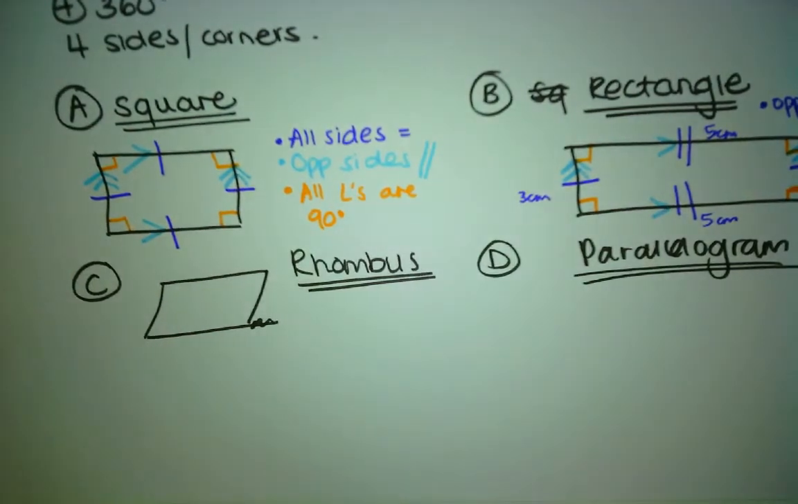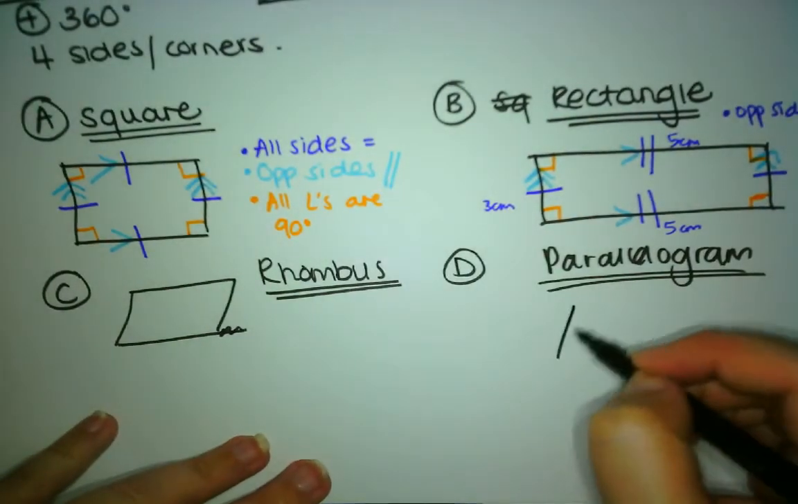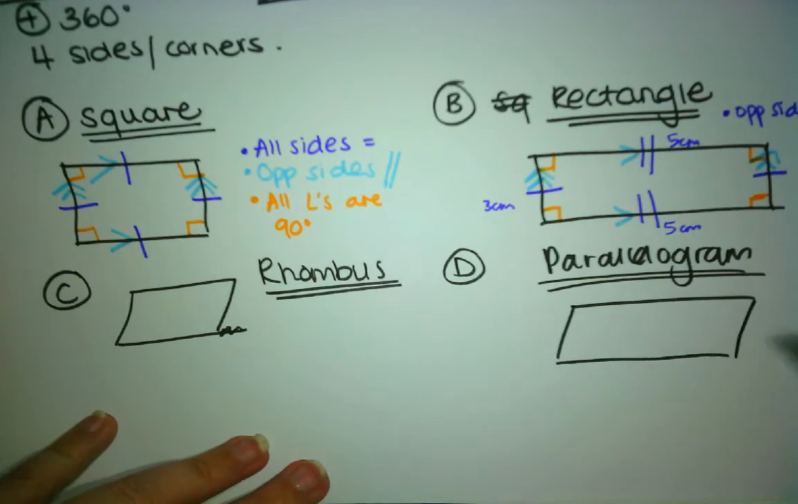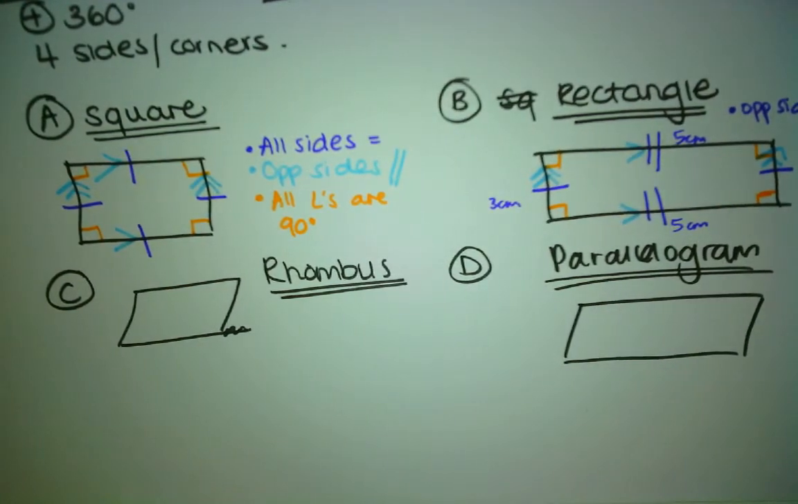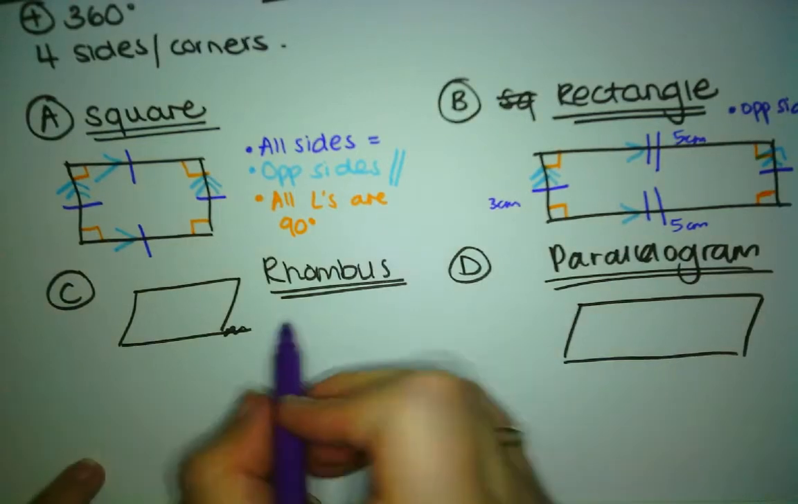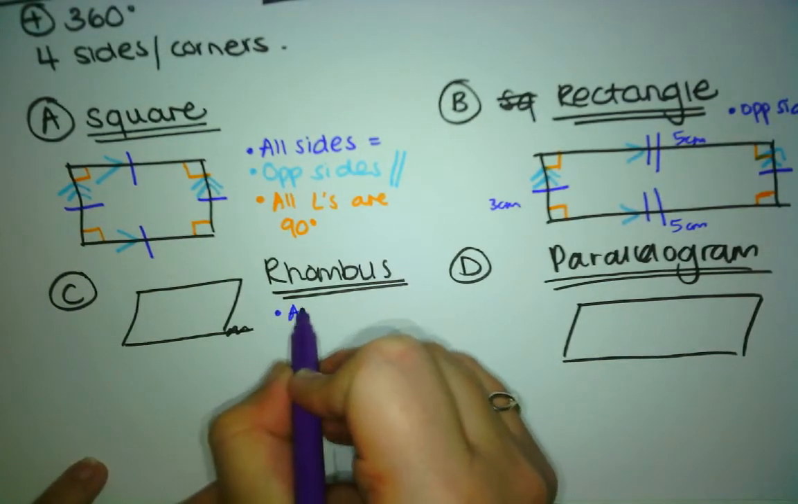Okay, so I'm going to do it side by side so you can actually see it all together. Alright, so the main thing that you guys need to know, that's pretty simple, is that with a rhombus, all sides are equal.